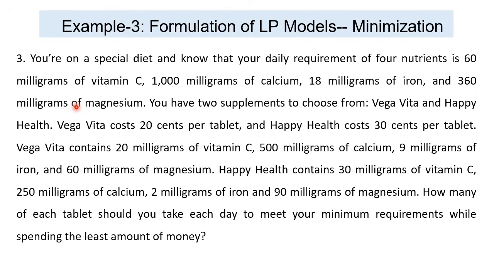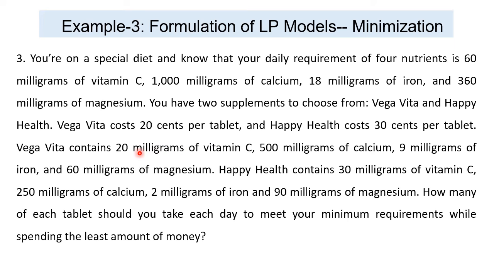Let me add one more last example from minimization. You are on a special diet and know that your daily requirements of 4 nutrients is 60 milligrams of vitamin C, 1000 milligrams of calcium, 18 milligrams of iron, and 360 milligrams of magnesium. You have 2 supplements to choose from, Vega Vita and Happy Health. Vega Vita costs 20 cents per tablet, whereas Happy Health costs 30 cents per tablet.